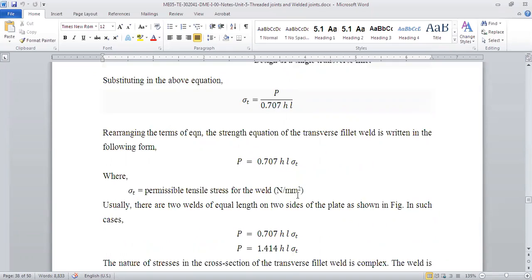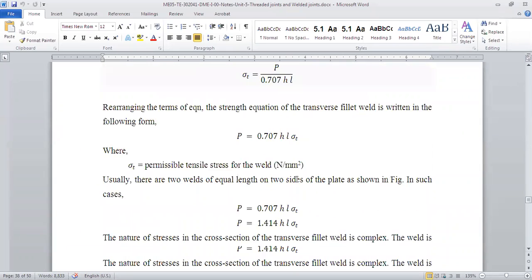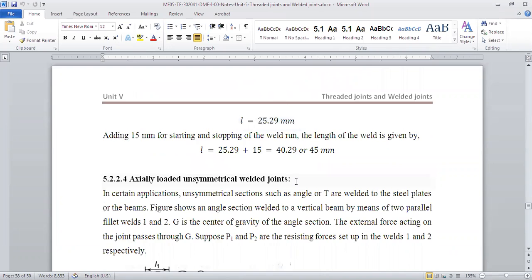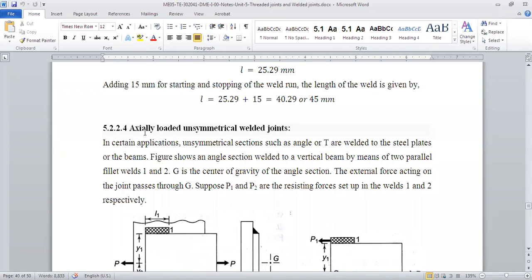We have also taken a couple of numericals on that. So I think we have finished up to this part, and today's lecture is the eighth lecture for this unit. In total there are 10 lectures dedicated to this unit number 5, so we have today and 2 more lectures, and we'll try to finish the syllabus of the welded joint.